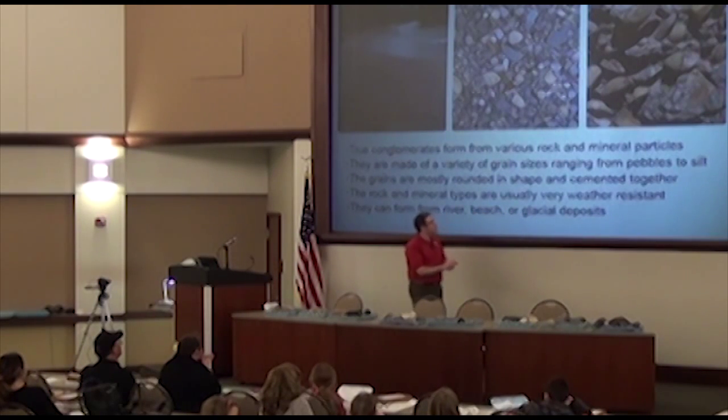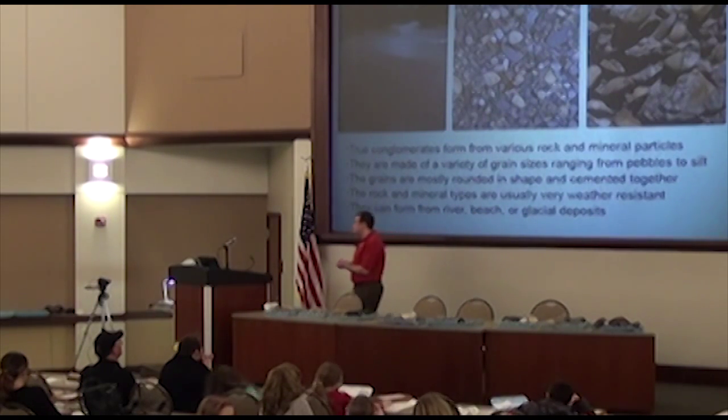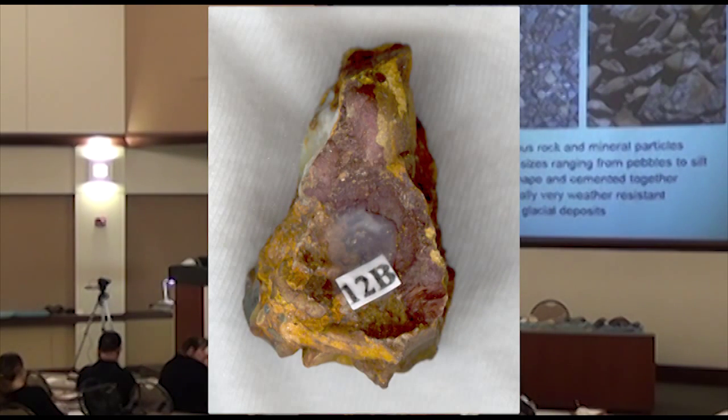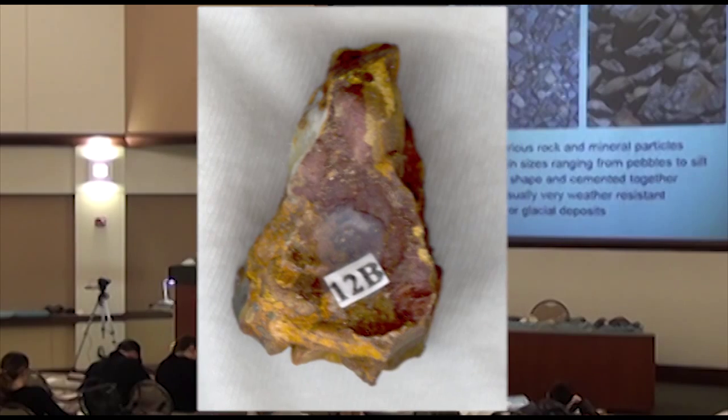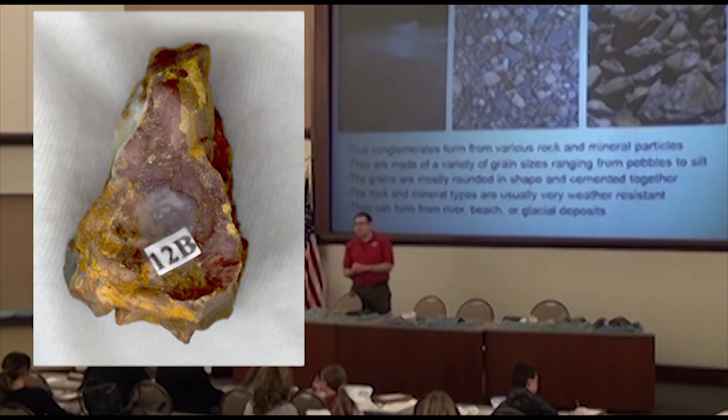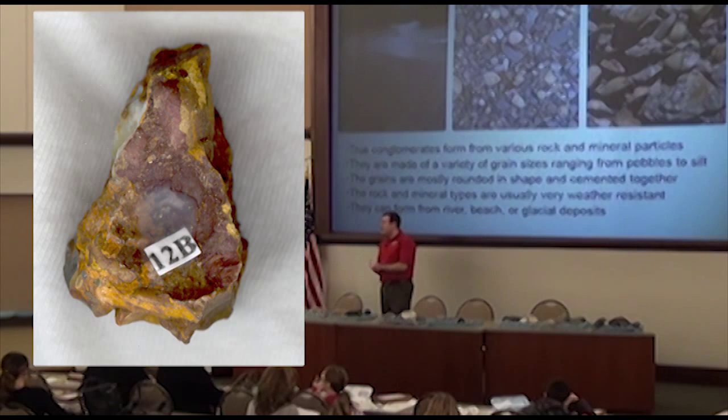Okay, so the next one we're going to talk about is conglomerates. So everybody grab 12B. For the most part, when we think about conglomerate, we think about little pebbles stuck together. Would you say that your sample looks like small pebbles stuck together? Probably, right?